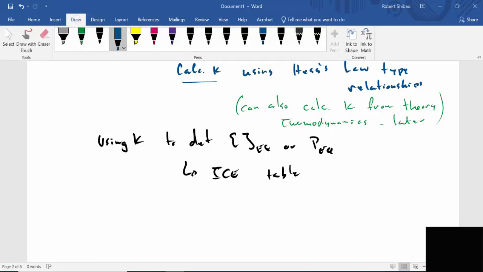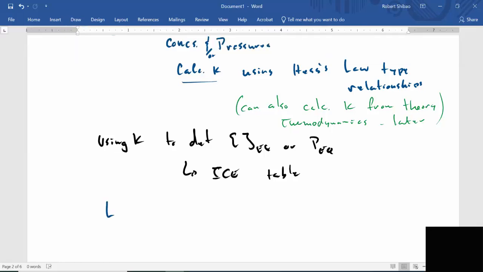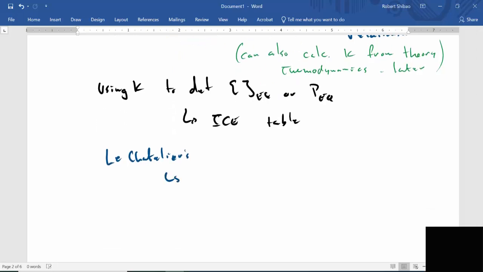The next thing we looked at was Le Chatelier's principle, and this is the lab yesterday. We looked at this qualitatively. This way or this way.